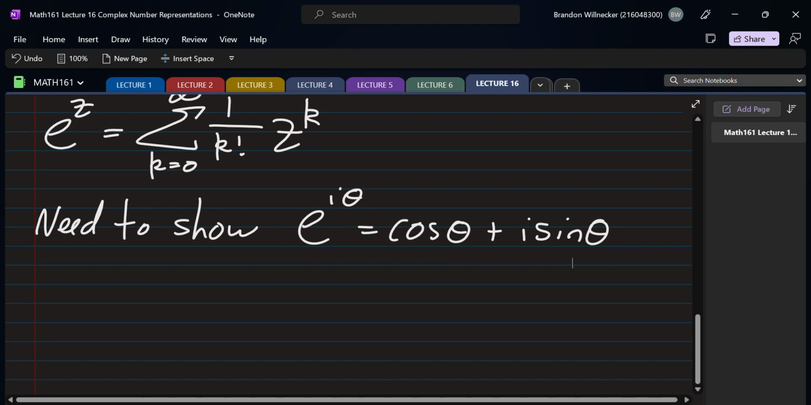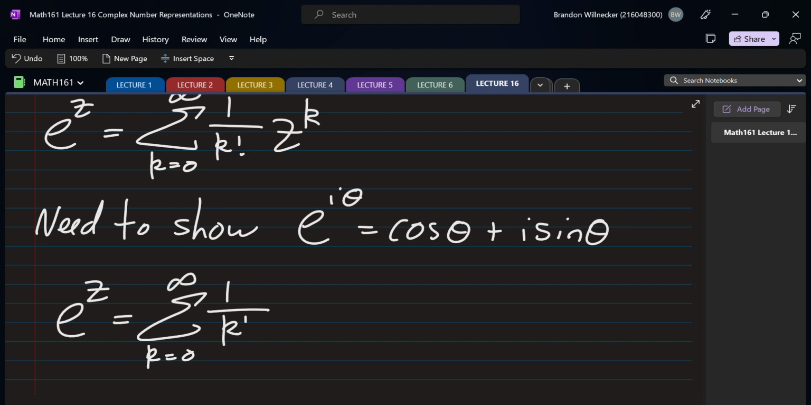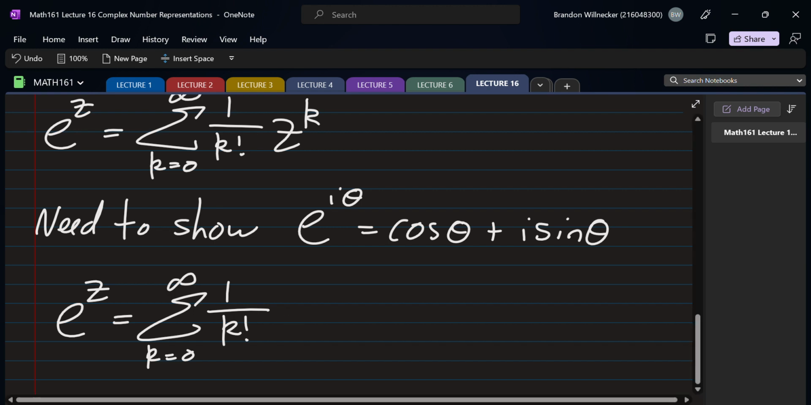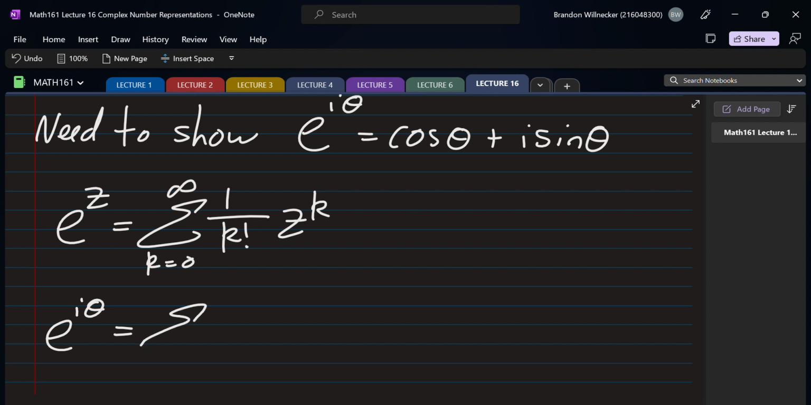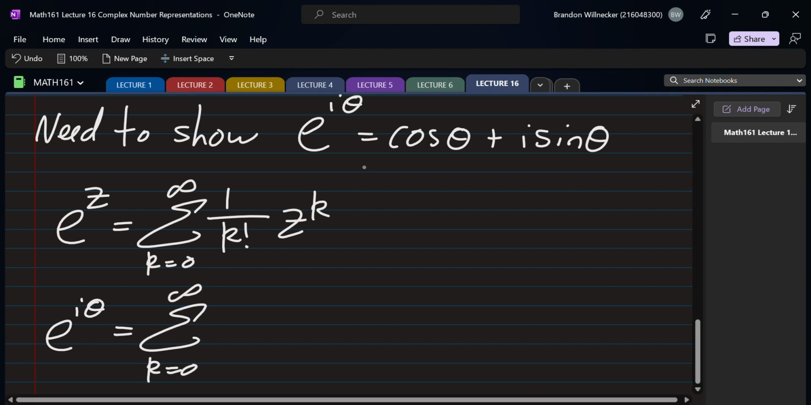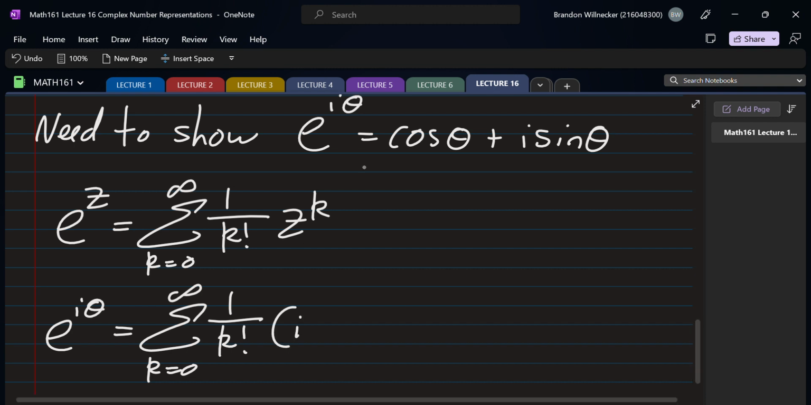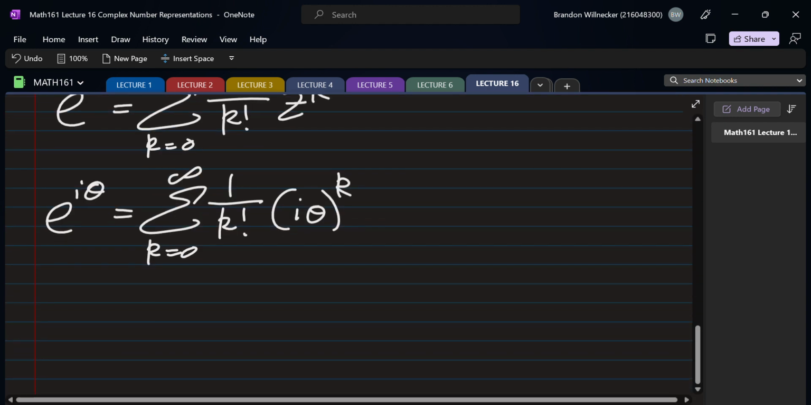Okay, so we start with the Taylor series. e to the z is equal to the sum from k equals 0 to infinity, 1 over k factorial z to the k. Now this is true for some complex number z. In our case, our complex number is i times theta. So e to the i theta is equal to the sum from k equals 0 to infinity, 1 over k factorial, i theta to the k. Just a replacement there.